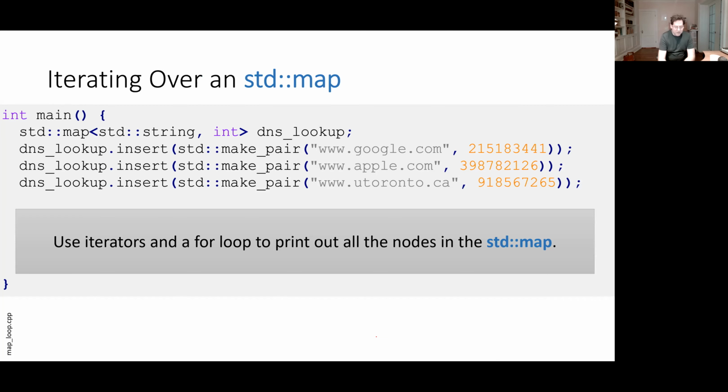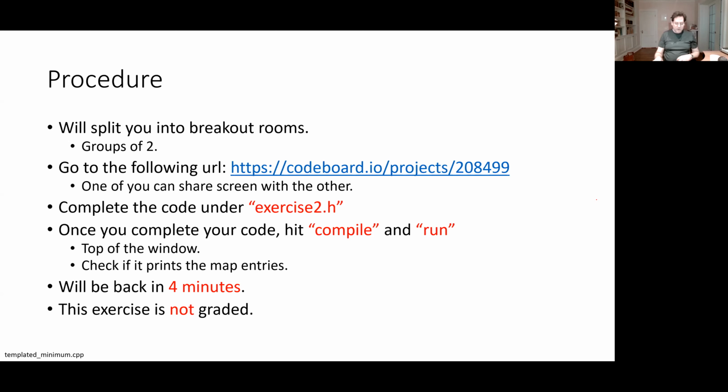Okay, iterating over a standard map. I'm going to put you quickly in breakout rooms. Here's my standard map. I've declared it, and I put 3 values in it. I want you to use iterators and a for loop to print out all the nodes in the standard map. I'm going to quickly put you in breakout rooms and try to do that in the next 4 minutes or so. Iterators for binary search trees look like iterators for vectors. So you already know how to work with these iterators. You should be able to infer how to code this, even though you haven't done it before. Okay, so let me make a breakout room.